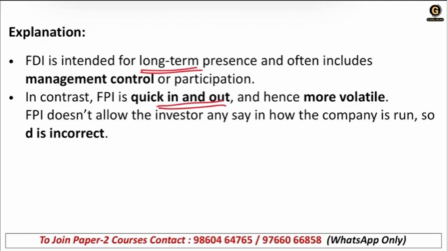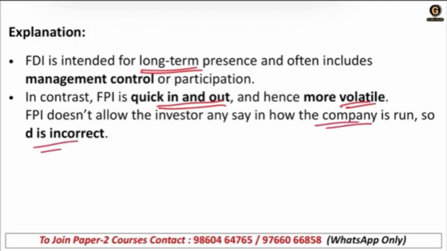That is called FDI. Quick in and quick out, and hence more volatile. That is why it is called volatile, because it's not for the long term, it is for the short term. Once you have invested for some time, you withdraw all your money with the profit. Correct? That is what happens in FPI. FPI does not allow the investor any say in how the company is run.